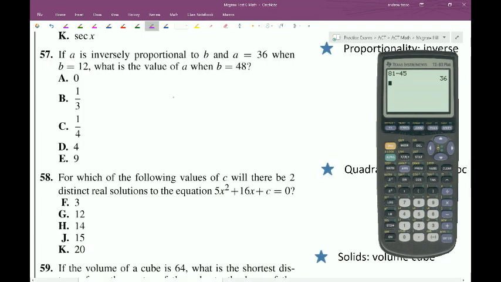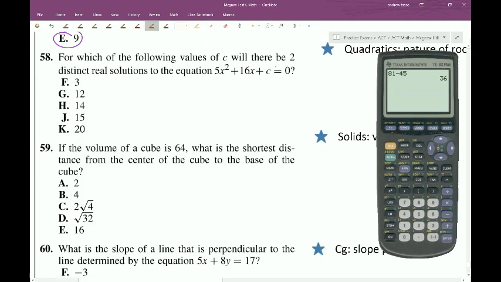If A is inversely proportional to B, that means their product is a constant, A1 B1 equals A2 B2. When A equals 36, B is equal to 12. What is A when B is 48? So we could divide by 48. And 12 over 48 is 1 over 4. 36 over 4 is 9.